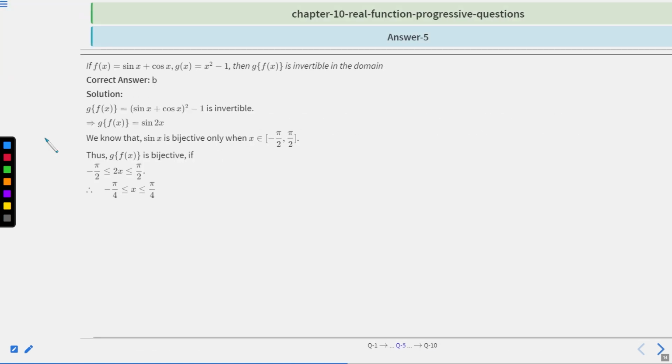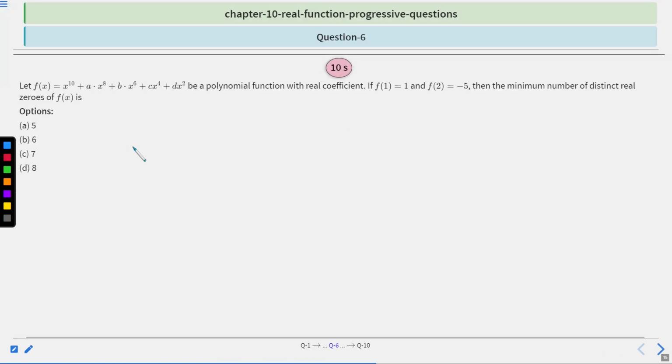So next question. Let fx equal to this, x power 10 plus 8 plus a x to power 8 plus b x power 6 plus c x power 4 plus gx square be a polynomial function with a real coefficient. If f1 is equal to 1 and f2 is equal to minus 5, then the minimum number of distinct real zeros of fx is. So you have 10 seconds to solve this question. After 10 seconds, we will discuss the solution.